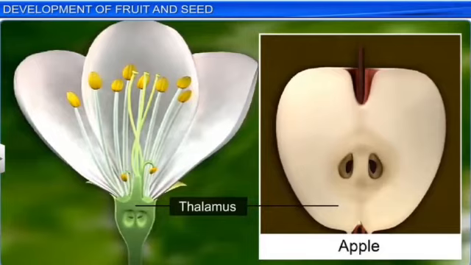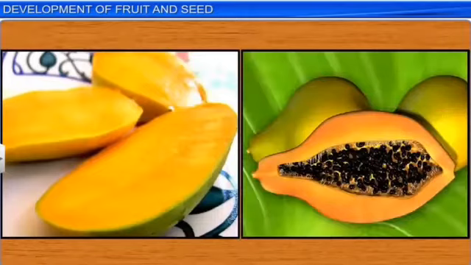An apple is nothing but the growth of the fruit from the thalamus. So the different parts of the flower have a huge role to play in the development of the fruits. So the fruit not only develops from the flower but from the various regions of the flower also.